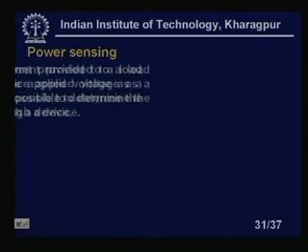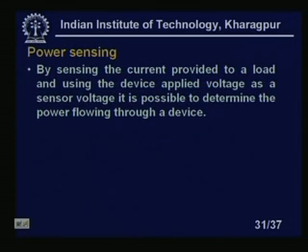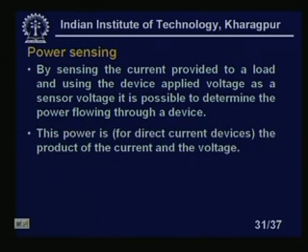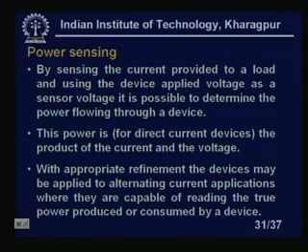Power sensing: by sensing the current provided to a load and using the device applied voltage as the sensor voltage, it is possible to determine the power flowing through the device, right. For direct current devices, this power is the product of the current and the voltage. With appropriate refinement, the devices may be applied to alternating current applications, where they are capable of reading the true power produced or consumed by a device.